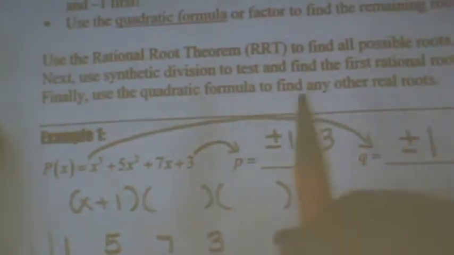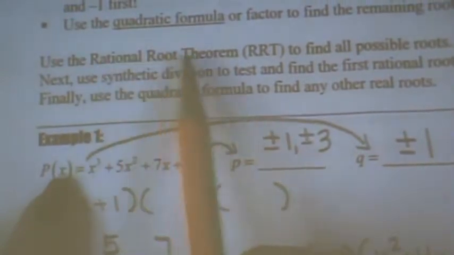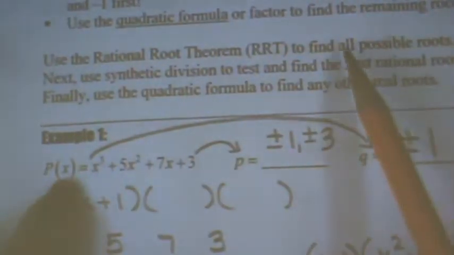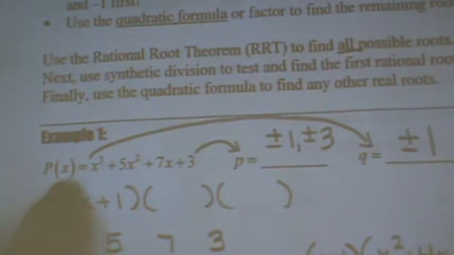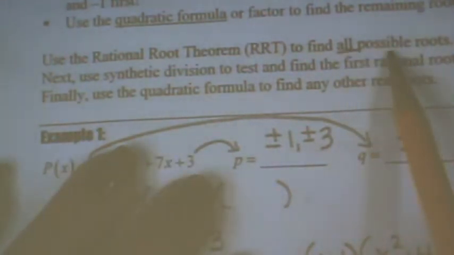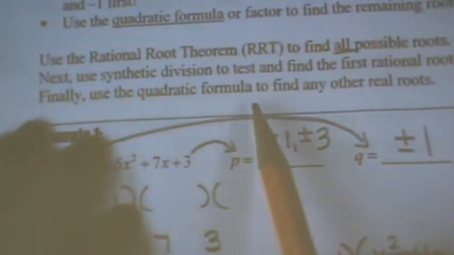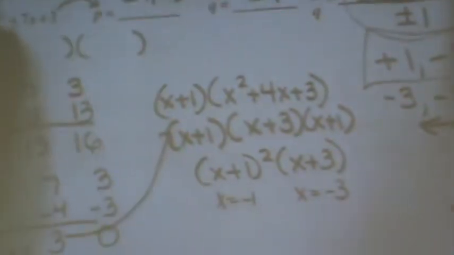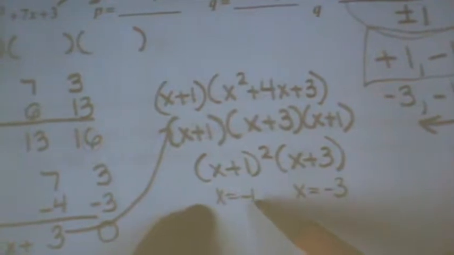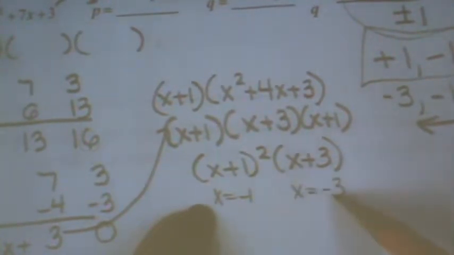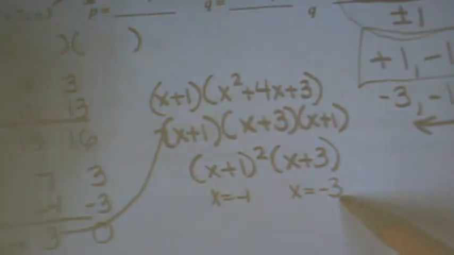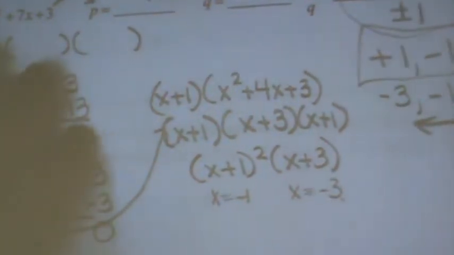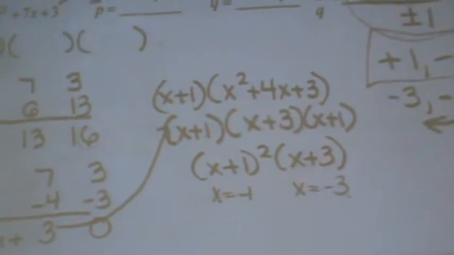Okay, good question. Let's read the directions. Use the rational root theorem to find all, the word all. Well, actually, these are the possible roots. And then they want you to find any real roots. And guess what? They're all real. These are your roots. These are the zeros. So the answer is -1 and -3. Those are your zeros, -1 and -3. That's the answer. So let's try another one.